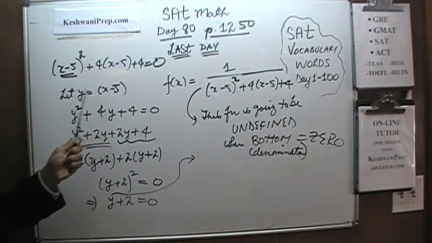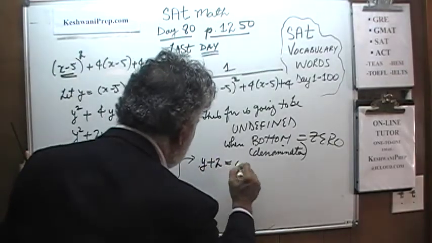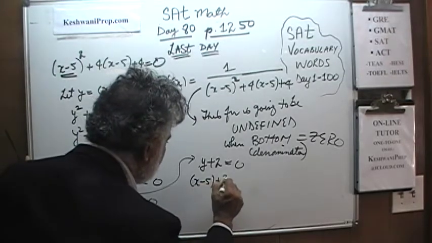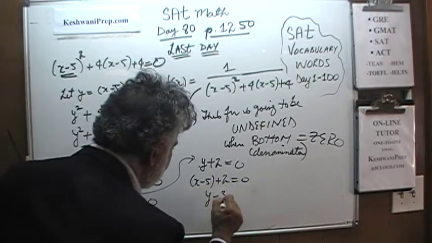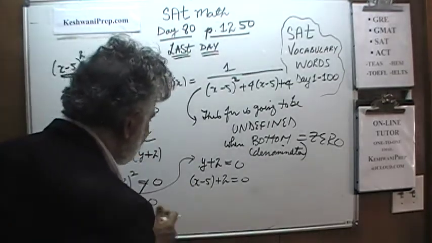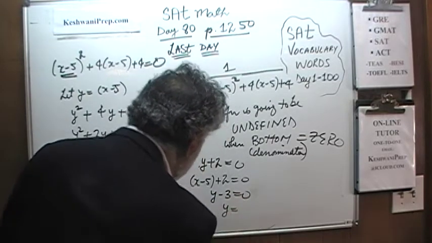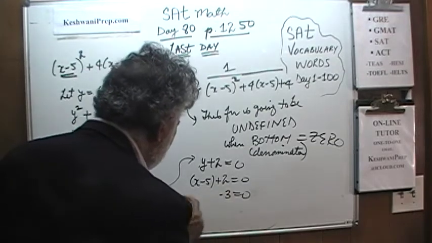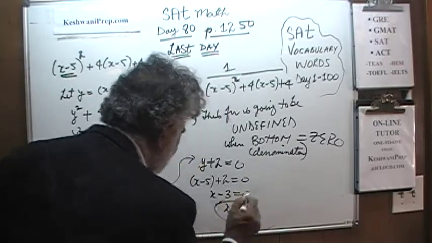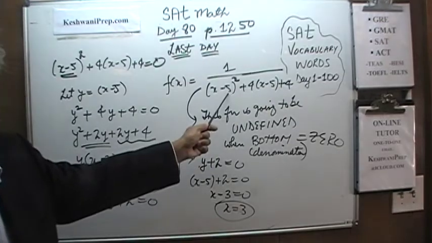y we know is x minus 5. So y plus 2 is equal to 0 means that x minus 5 plus 2 must equal 0, which is simply x minus 3 is equal to 0, which in turn means that x must be equal to 3. There you go. If x is equal to 3, this entire thing is going to be undefined.